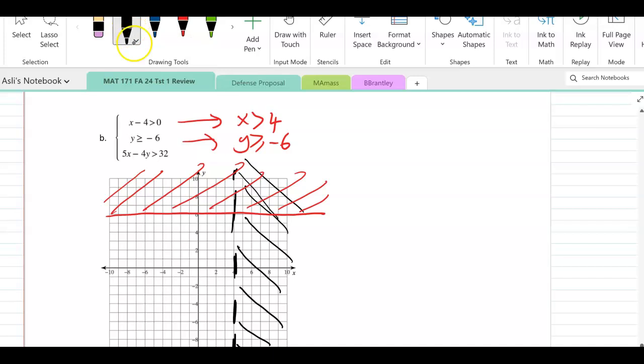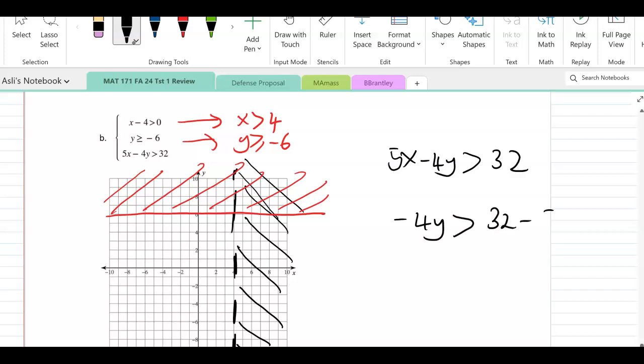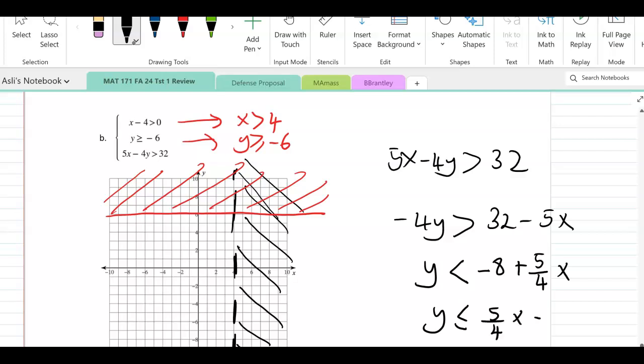Now what's going to happen with this one? 5x minus 4y greater than 32. So solve for y. Negative 4y greater than 32 minus 5x, divided by negative 4. Y is less than, switch the sign, negative 8 plus 5 over 4x, or y values 5 over 4x minus 8.